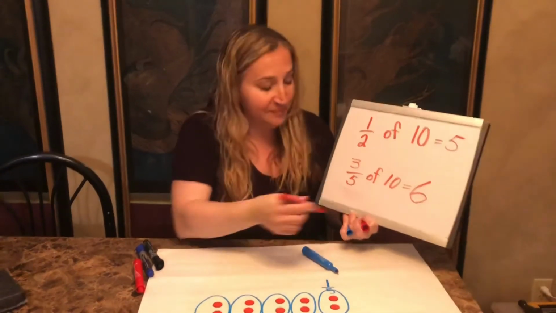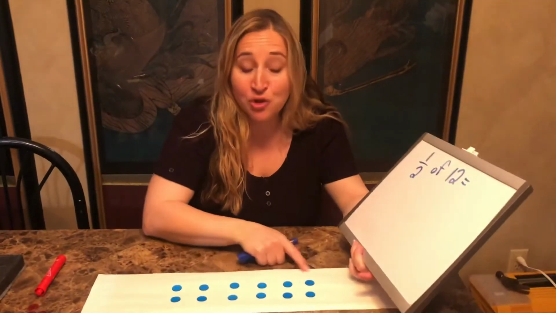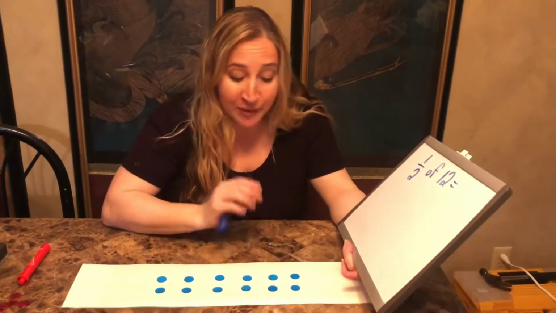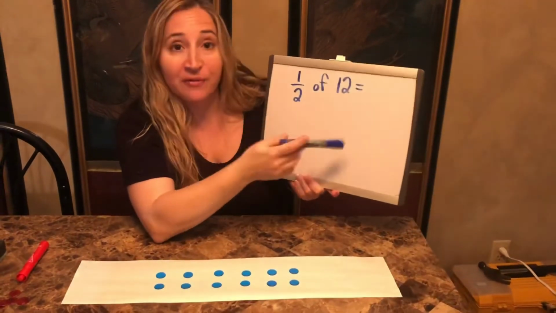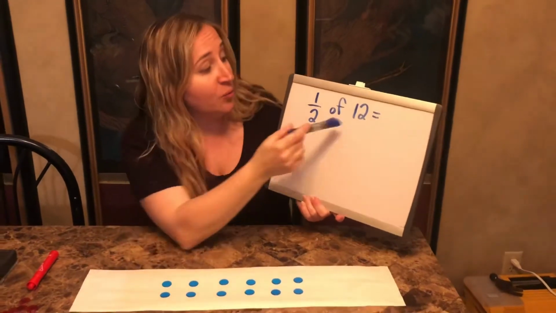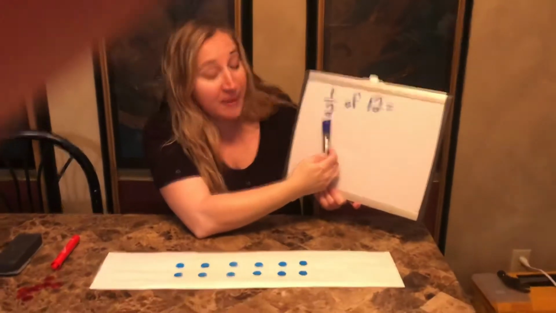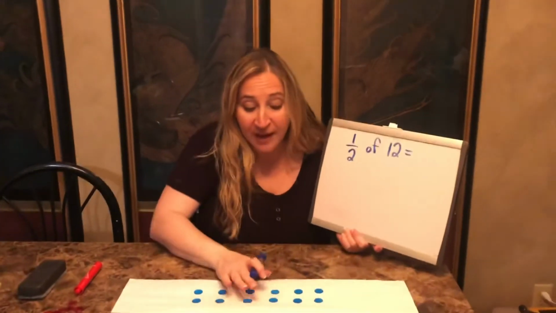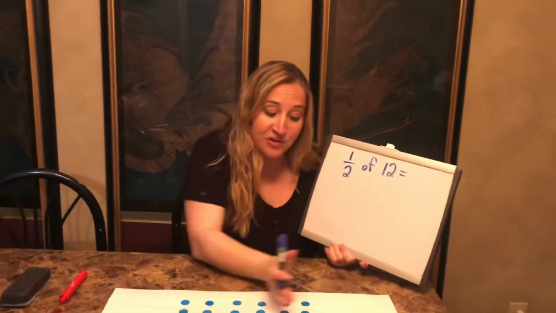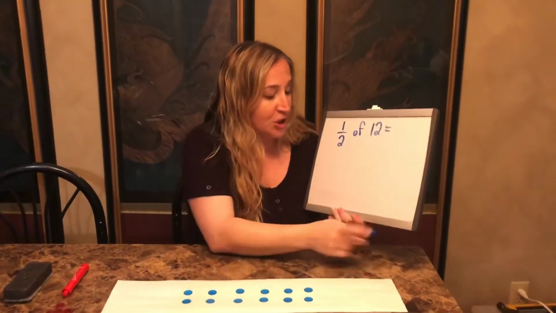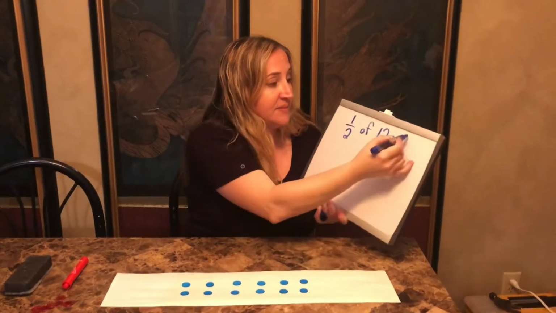Easy enough. Okay, this time we have 12 counters. So again, if I said, what is 1/2 of 12? Well, really we're saying what's 12 divided by 2? We want to make 2 groups, and we know that 12 divided by 2 is 6. 6 and 6. So this answer would be 6.